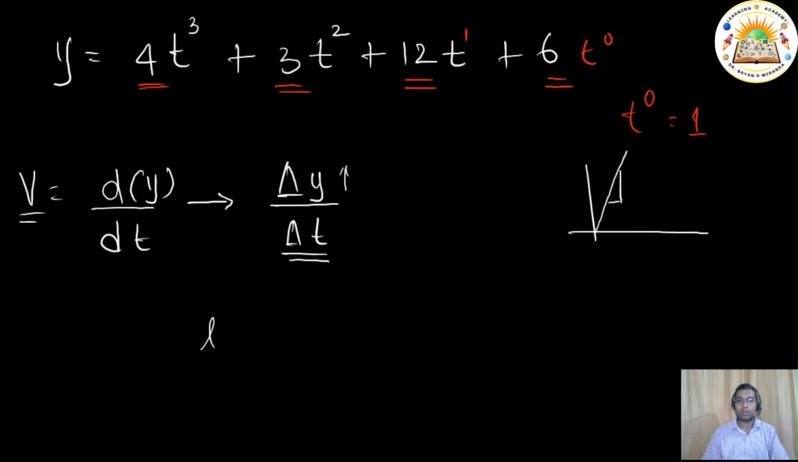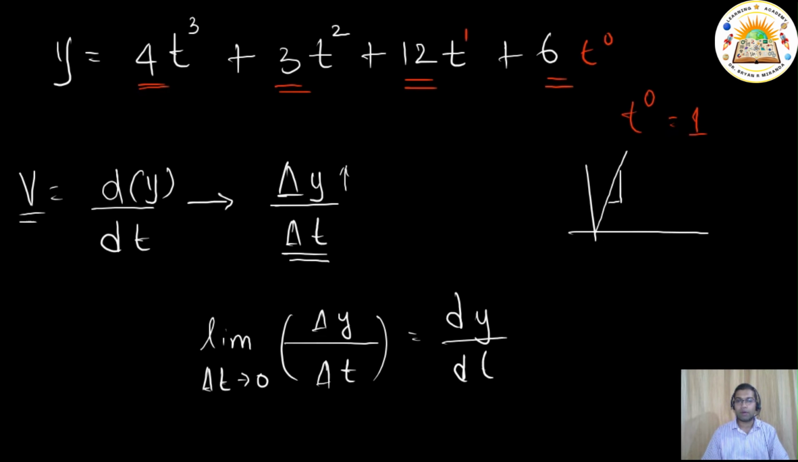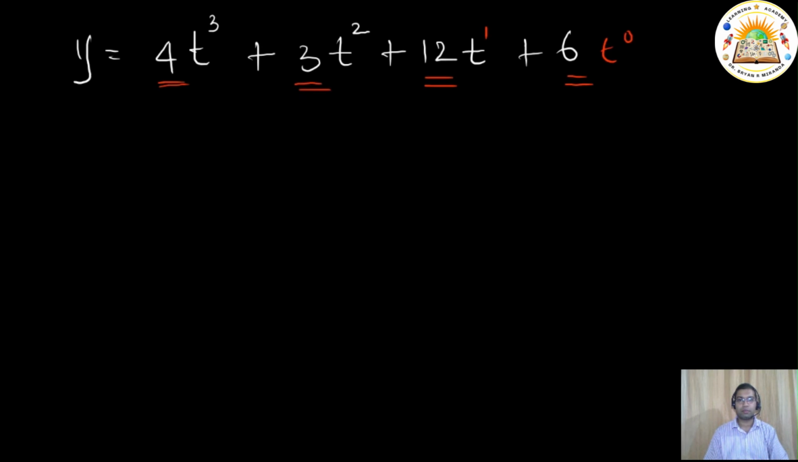Now mathematically, if we apply a limiting condition, delta t tending to 0, that means it's becoming a smaller value but not exactly 0, this would convert this delta and all these operations into dy by dt. This is the understanding that is there. So let us take this equation forward and do the differentiation that is needed.